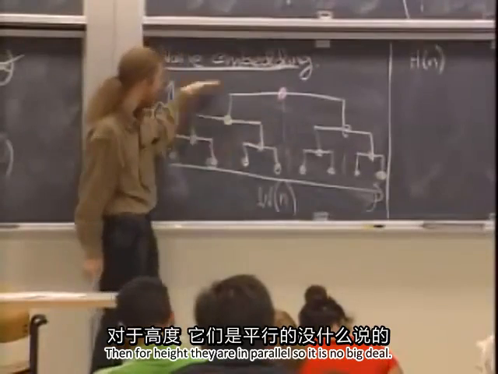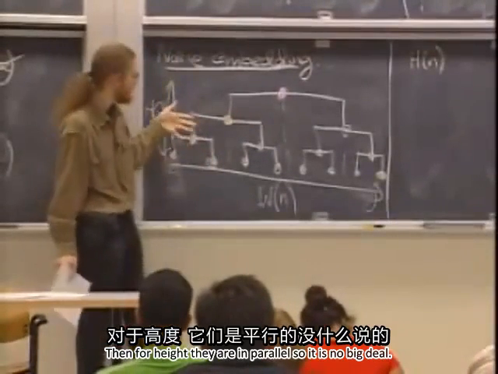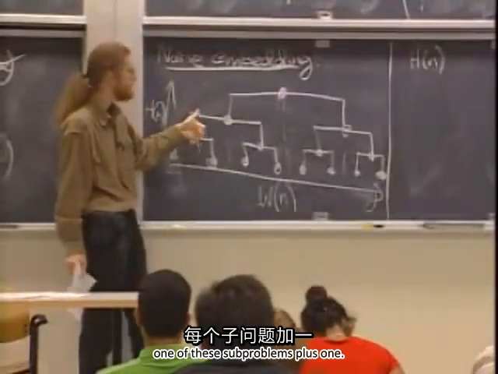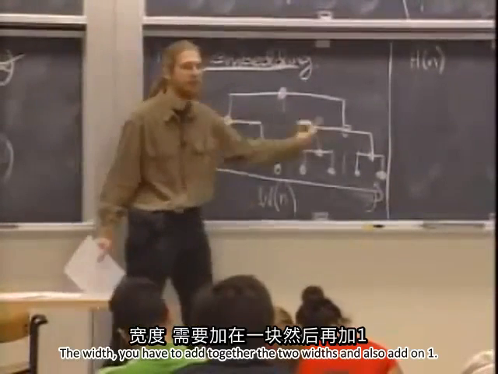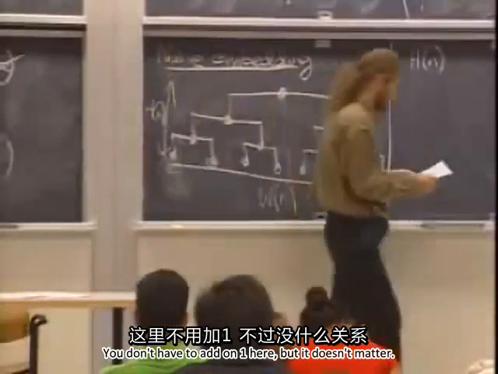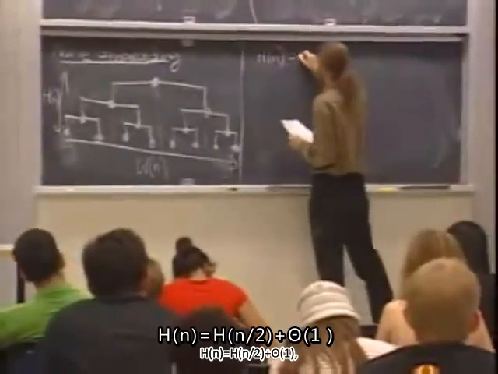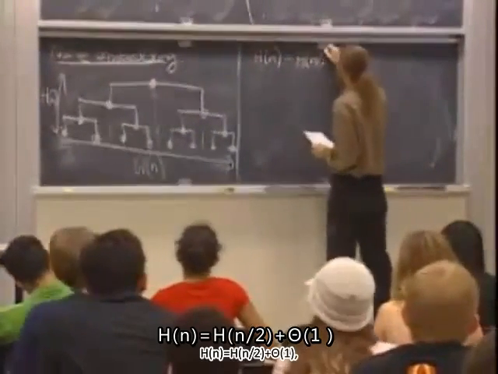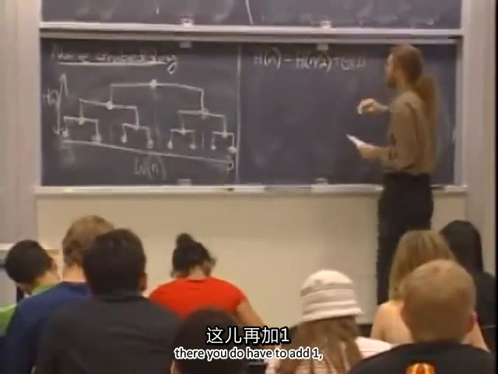Then for heights, they are in parallel, so it's no big deal. The height is just the height of one of these subproblems plus 1. The width, you have to add together the two widths and also add on 1. You don't have to add on 1 here, but it doesn't matter. It's certainly at most 1. So h of n is just one subproblem of size n over 2 plus theta 1.